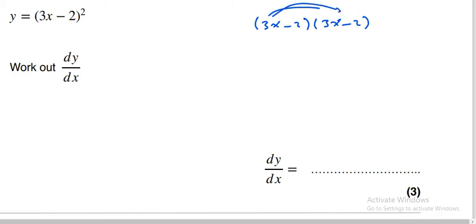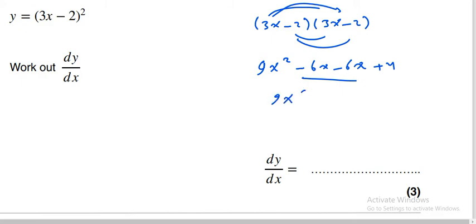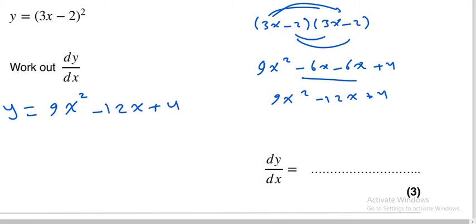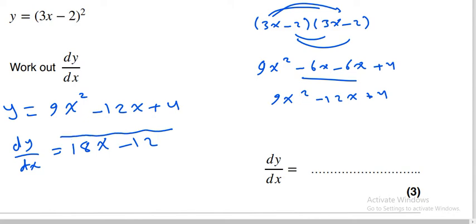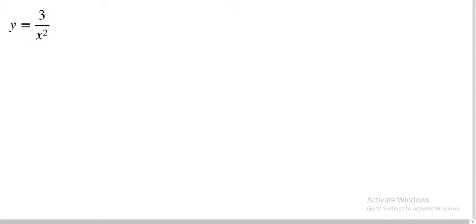As we said in the last question, it will be 9x to the power of 2 minus 6x minus 6x plus 4. Add these: 9x power 2 minus 12x plus 4. So y equal, not dy by dx, it's the same expression, the main expression, but in another form. After that we can differentiate: 18x minus 12, using the fundamental rule, multiply by the power, subtract 1 from the power.